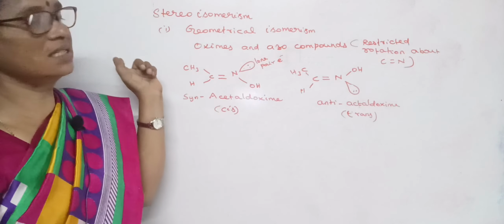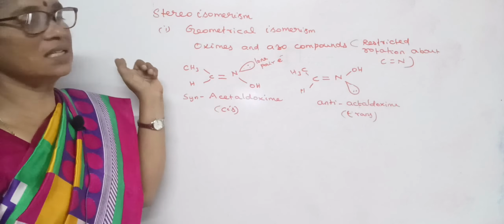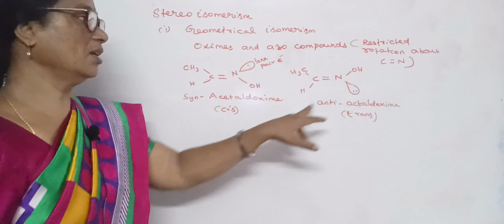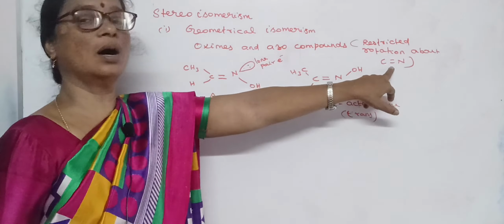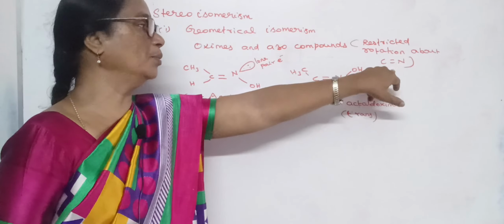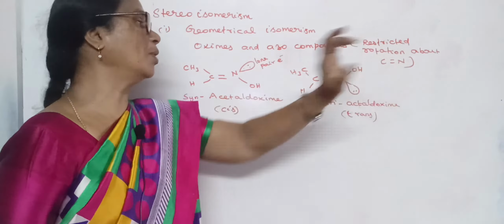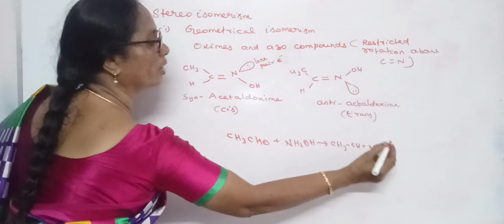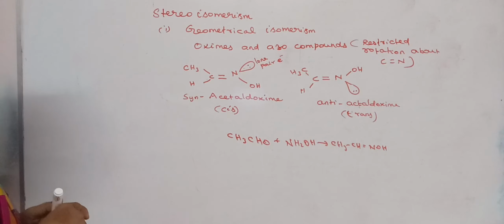In cis-trans isomerism, we have seen the restricted rotation about the carbon-carbon double bond. But here we are going to look at the rotation about the carbon-nitrogen double bond. So let us take acetaldoxime. Acetaldehyde is CH3CHO. When it reacts with hydroxylamine, that gives acetaldoxime, CH3CH double bond NOH. This is called acetaldoxime.